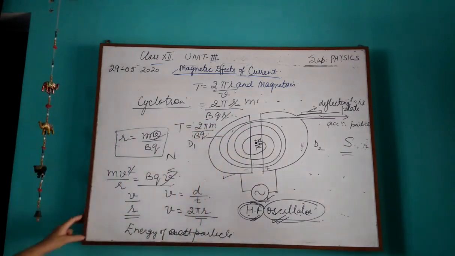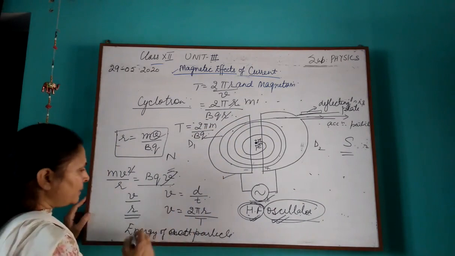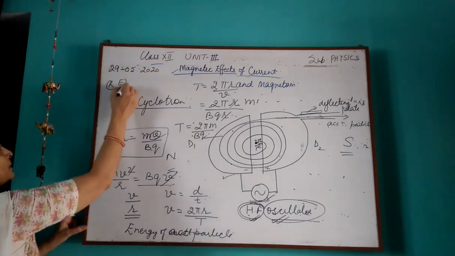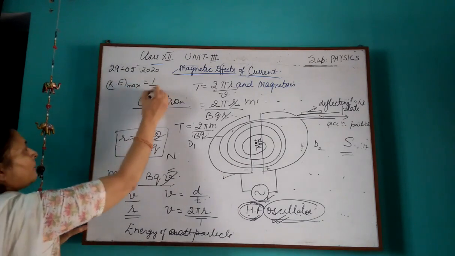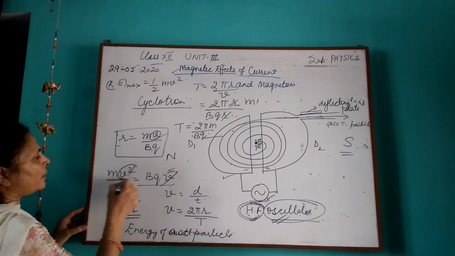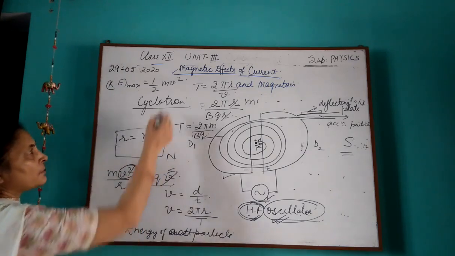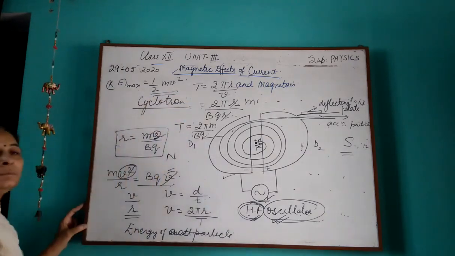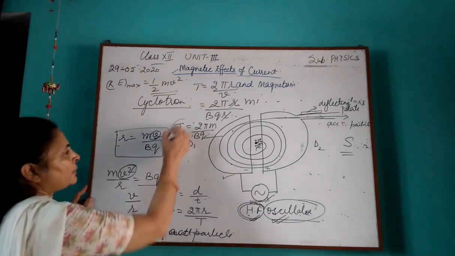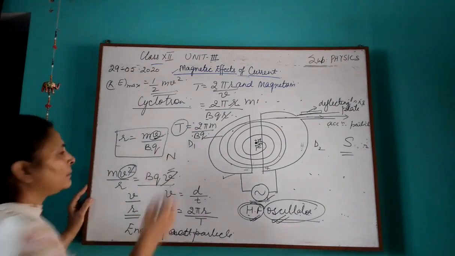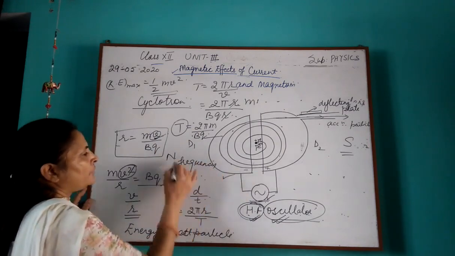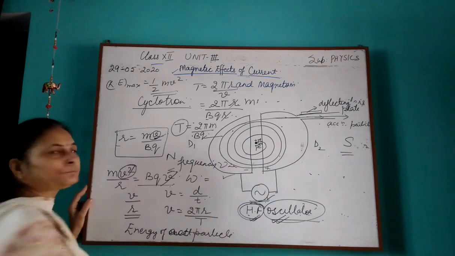This is T. As far as maximum energy of the particle is concerned, the maximum kinetic energy will be equal to half m v square. Substitute the value of v square from this expression, and you will get the maximum kinetic energy also. Once you have found out the time period, you can also find out frequency. You can also find out angular frequency and simple frequency, both of them.